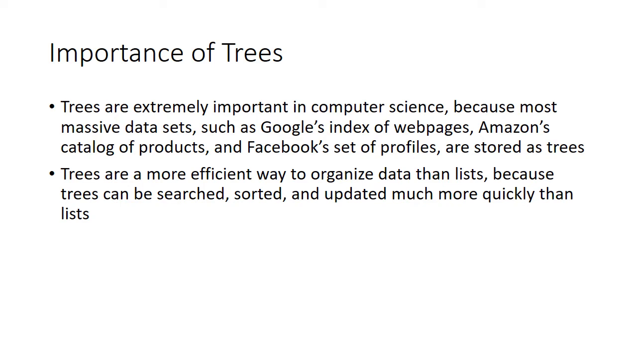You might think that they store them as lists, but a list is actually a really inefficient way to store data. Trees are much more efficient because they can be searched, sorted, and updated far more quickly than lists. So that's why this is an important topic for computer science.